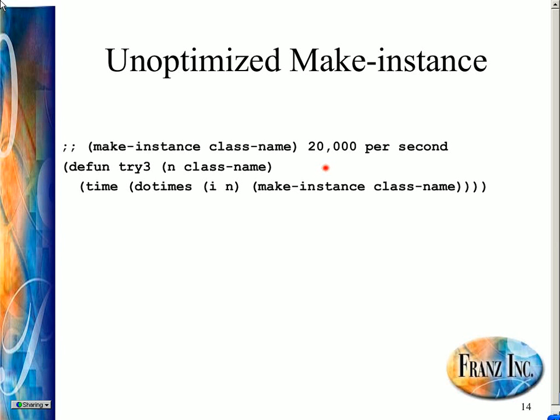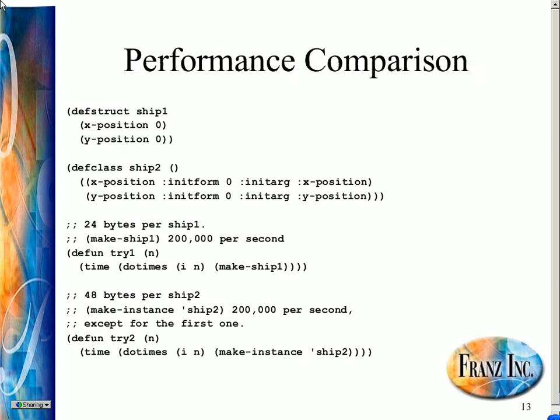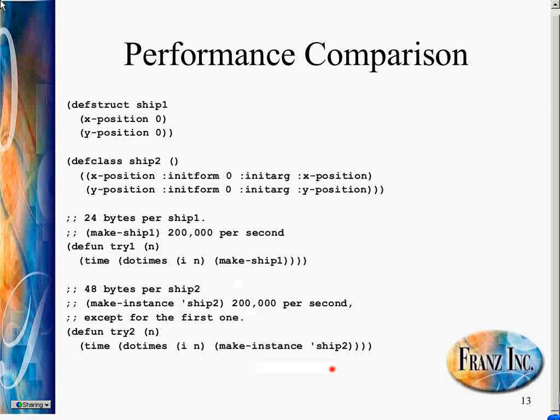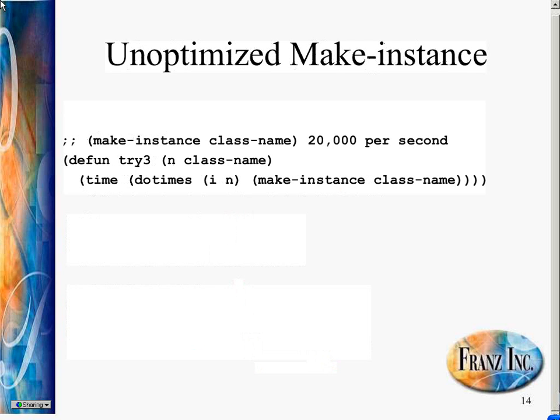And by the way, if you try these on your machine, it's quite likely, perhaps even certain, that you're going to get much faster results because we made these slides 4 or 5 years ago, and computers get faster and faster. But it's likely that the ratios will still hold approximately: creating a single structure and creating a single instance of a class using an optimized version of make instance takes about the same amount of time, and an unoptimized use of make instance is about 10 times slower.